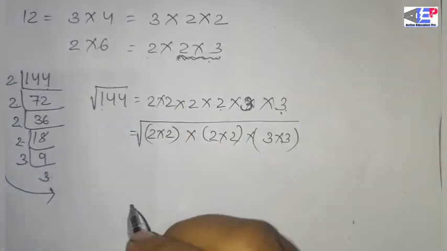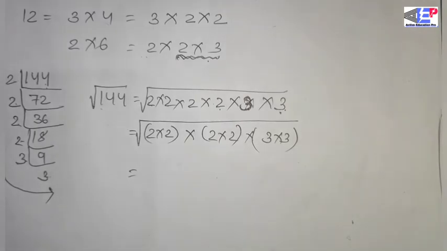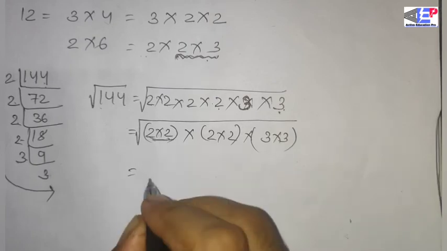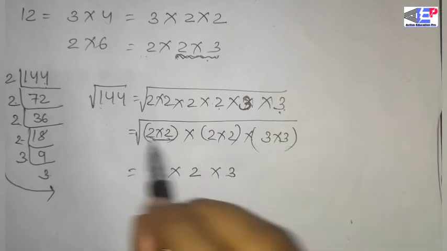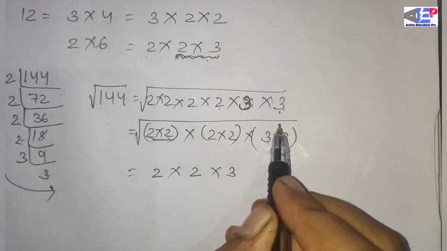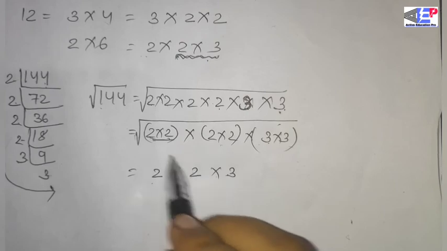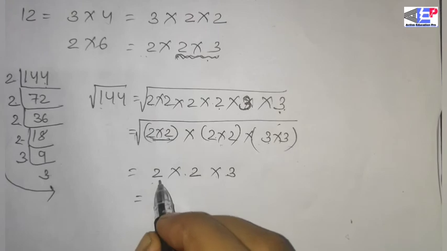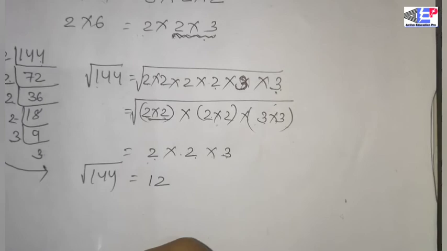Here we have to find the square root of 144. So now carry out a single number from each group. Here there are two 2's, so take one 2 from here. And from this group, 1 is 3. Remove the square root symbol. At the time of grouping there is a square root symbol, but when you carry out one number from each group, you remove the square root symbol. Now this is the number 2 into 2 into 3. This is 12. So the square root of 144 is equal to 12.